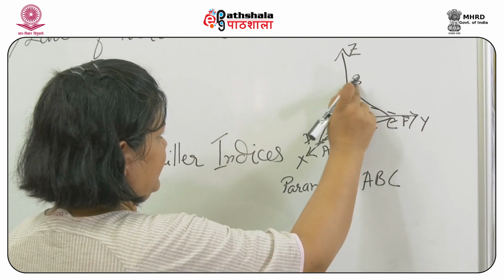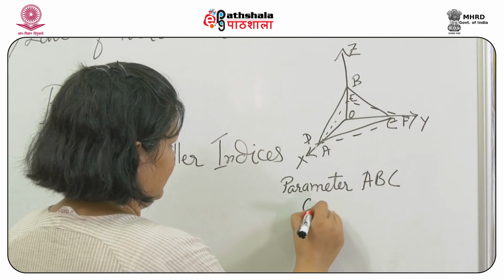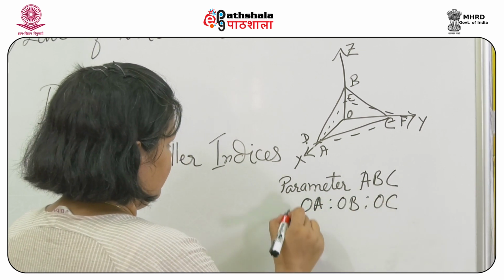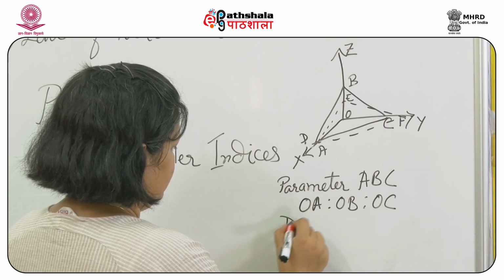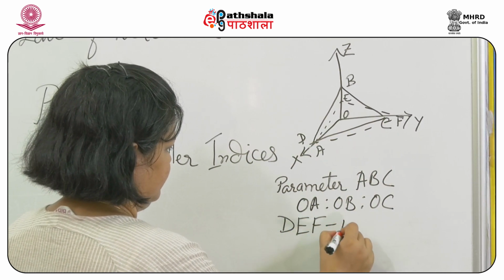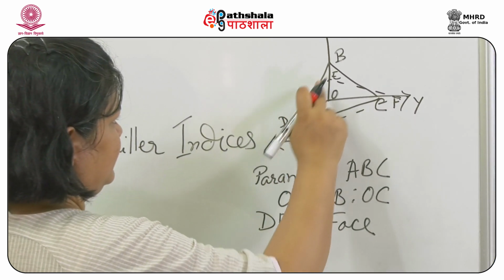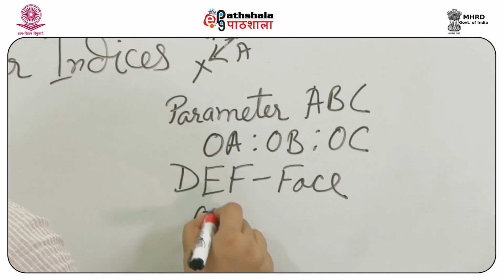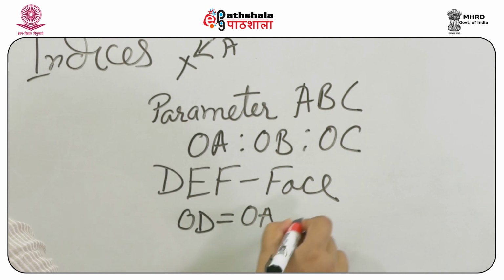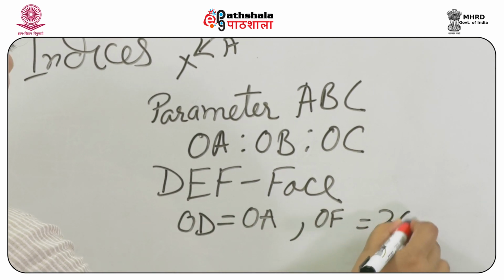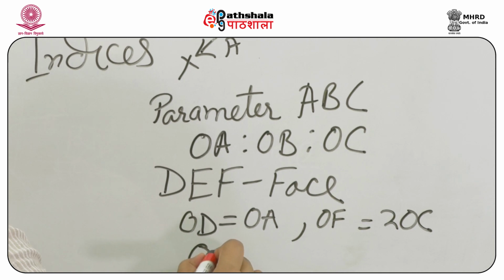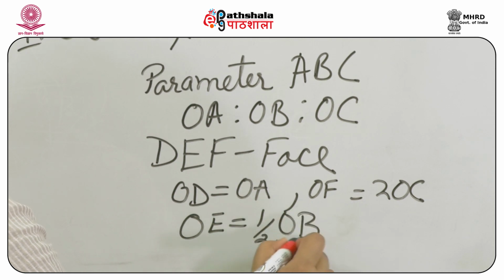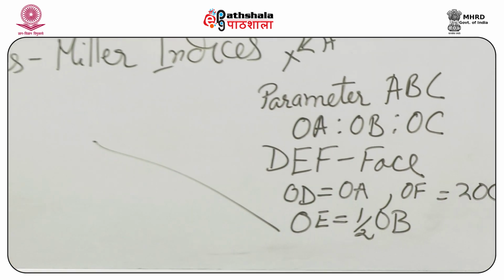So for that matter, for the ABC face, we have the parameter as OA is to OB is to OC. For the face DEF, we can consider the ABC face to be the standard, and we can write that OD is nothing but equal to OA, OF is twice of OC, and OE is half of OB.